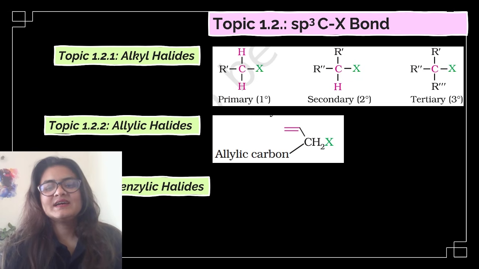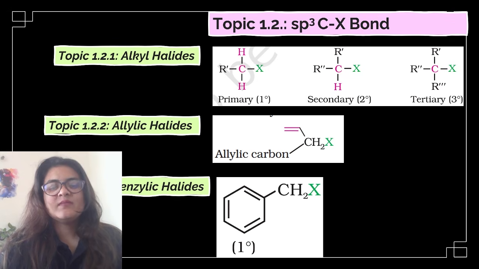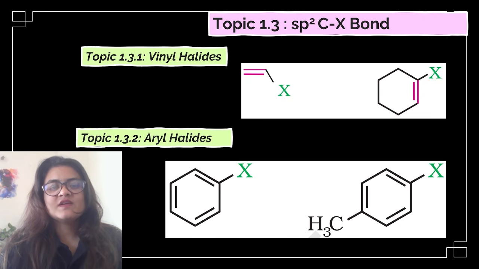And allylic means one double bond, then a carbon. The carbon is not directly attached to the double bond. Just after one carbon, the carbon-halogen bond should be present, that is called allylic halide. And benzylic, you can see benzene with one carbon, and that carbon is attached with the halogen, that is called benzylic halide. Now you can see vinylic halide.